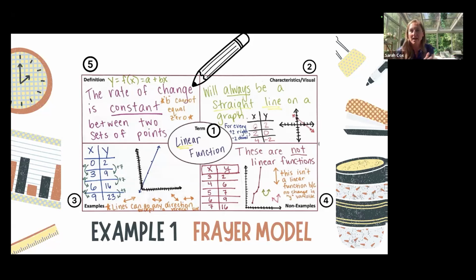So again, if we think of the way that the Frayer model is taught and how it relates to our own mental thought process, and our teaching for that matter, when we have a new term, we are teaching students what this looks like in math. That's why we do characteristics and visuals first. The next thing that we teach is examples.